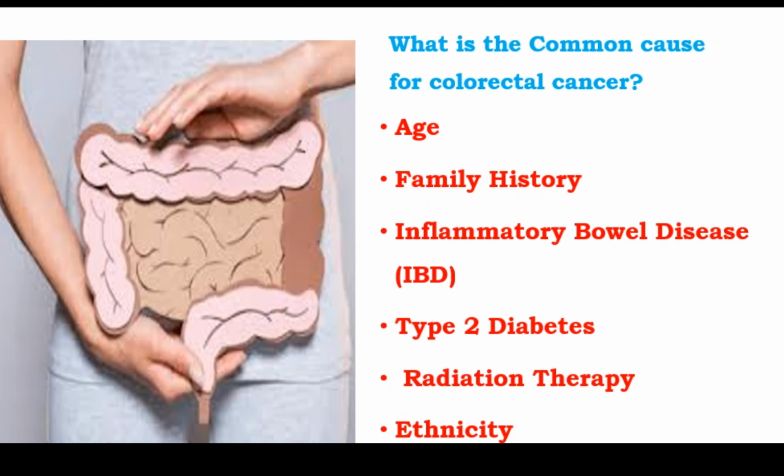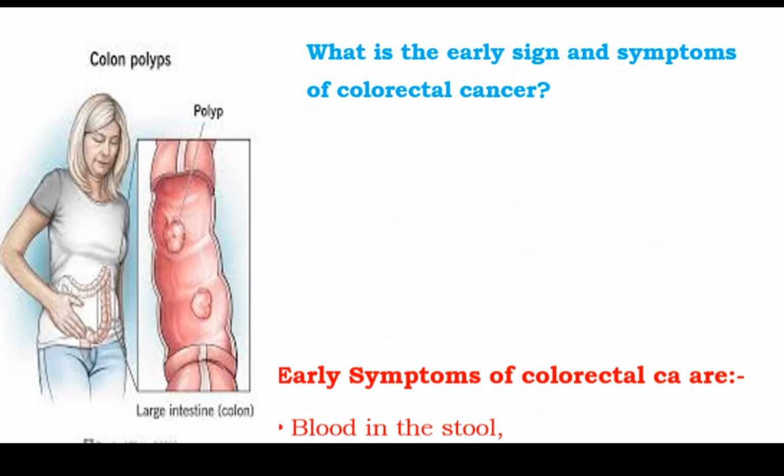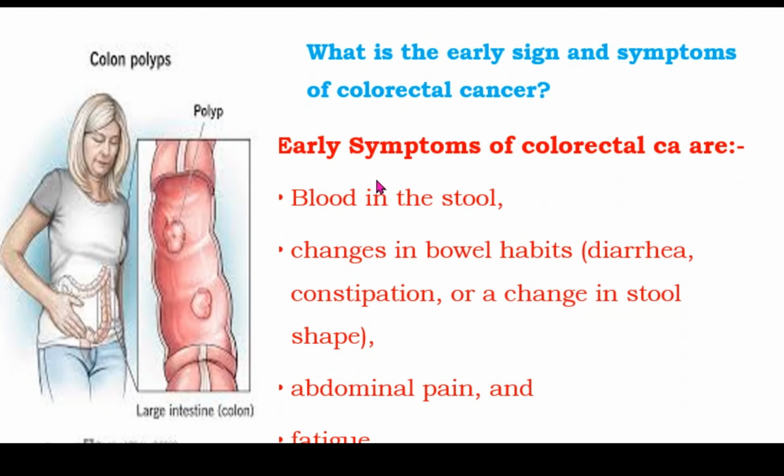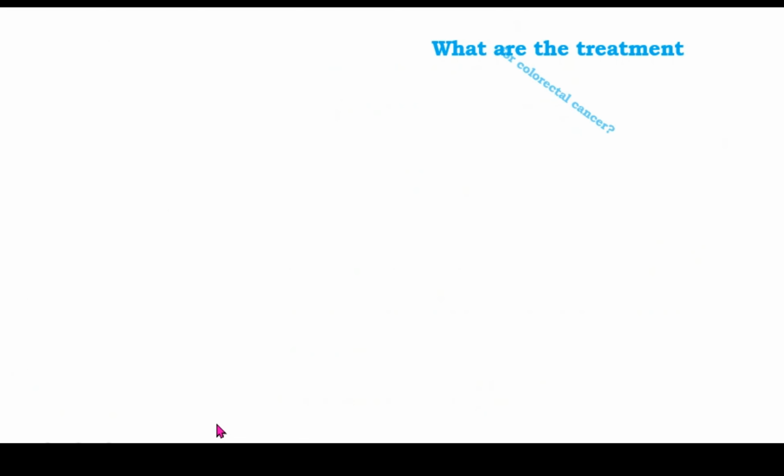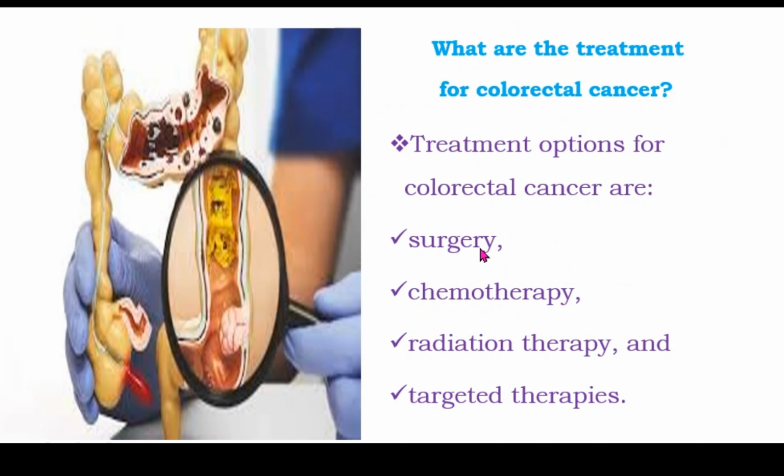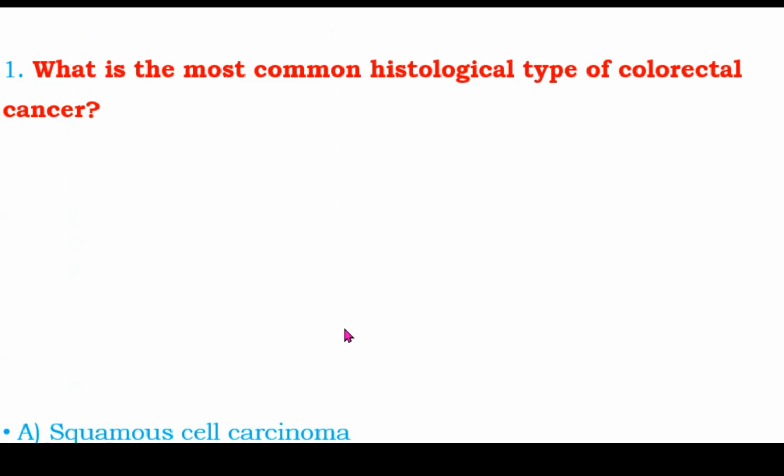Early detection. Early detection is crucial for successful treatment, and screening tests like colonoscopies can help identify and remove polyps before they become cancerous. Symptoms. Symptoms can include blood in the stool, changes in bowel habits, diarrhea, constipation, or a change in stool shape, abdominal pain, and fatigue. Treatment. Treatment options for colorectal cancer depend on the stage and type of cancer, and may include surgery, chemotherapy, radiation therapy, and targeted therapies. Now let us see some exercise on colorectal cancer.